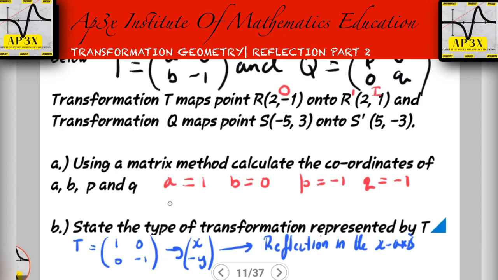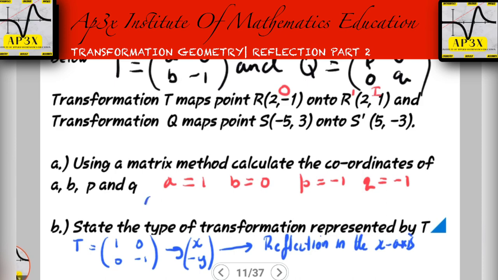Okay, the solution for this is going to be here. Okay, so it says state the type of transformation represented by T, and it was supposed to say by Q. You see this blue arrow here? I actually should have dragged down that blue arrow. So it's supposed to be represented by T and Q. So let's do the description for Q.